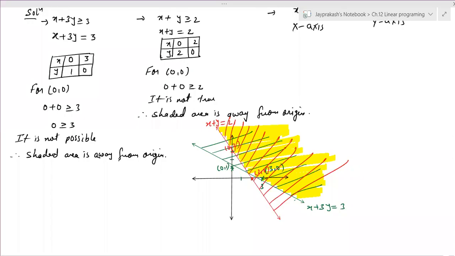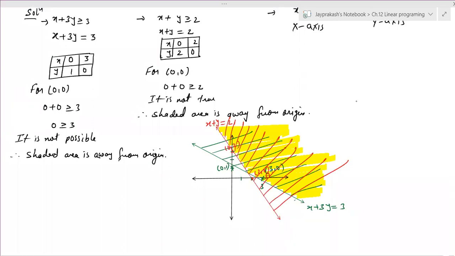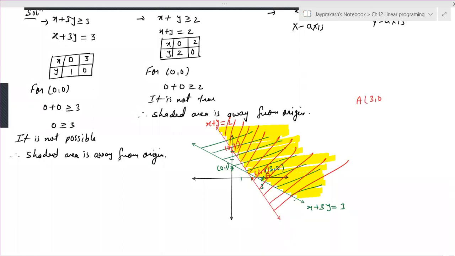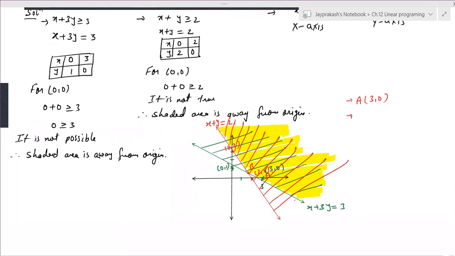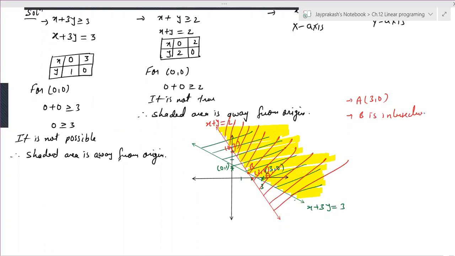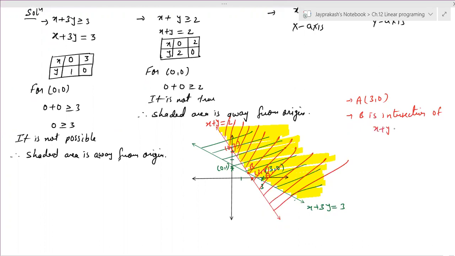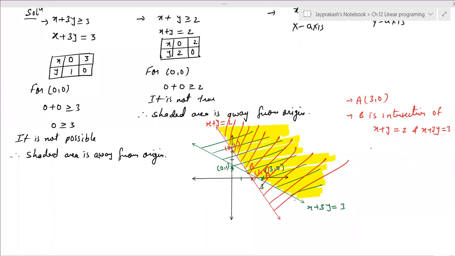So this feasible area has 3 points. The first one is A, that is A 3, 0. Now this one is the intersection, so we are taking it as B. So B is the intersection of x plus y is equals to 2 and x plus 3y is equals to 3. So we have to find the point. So I'm using a substitution method.